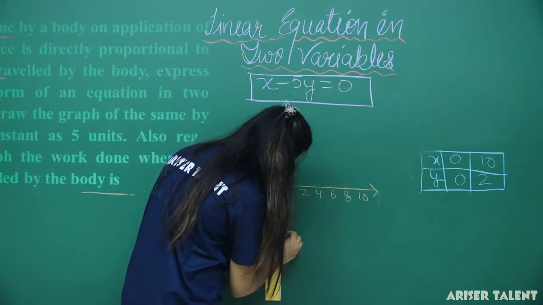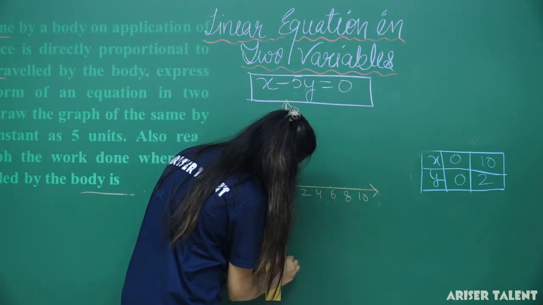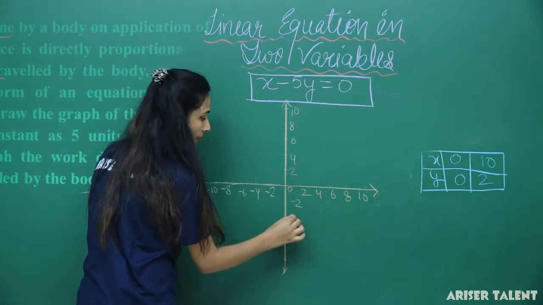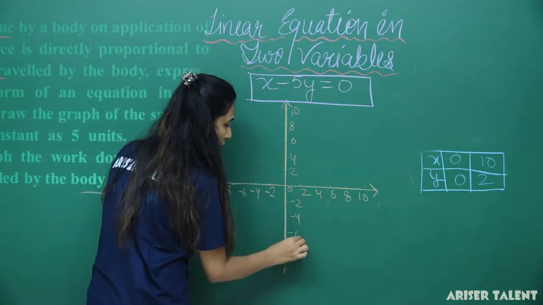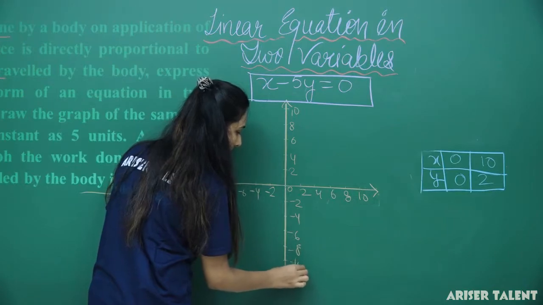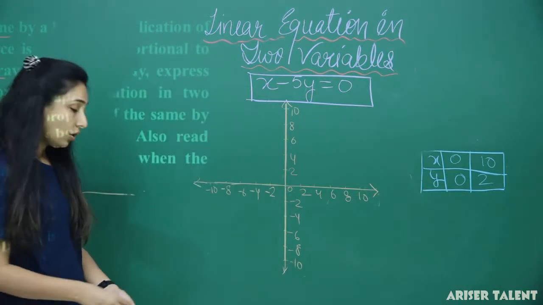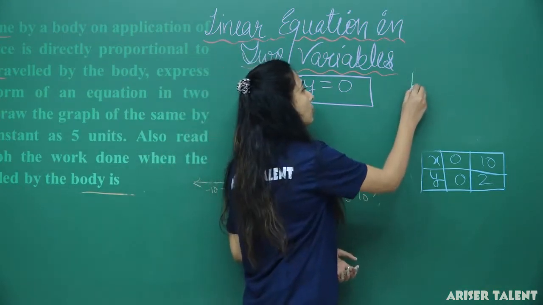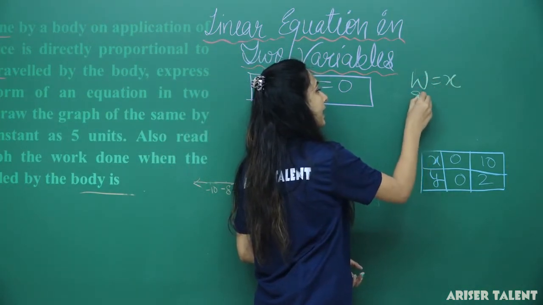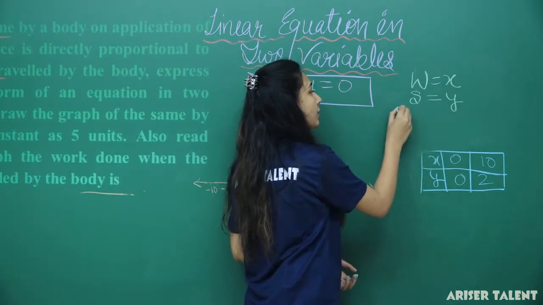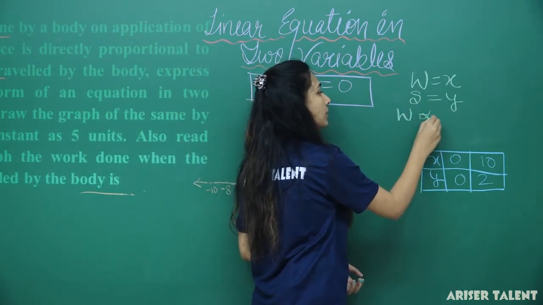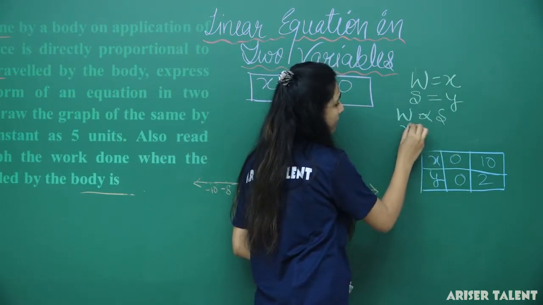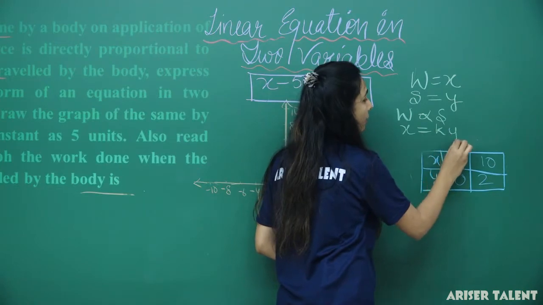1, 2, 3, 4 and 5. Okay. So that will be 0, minus 2, minus 4, minus 6, minus 8 and minus 10. Now, what was our equation? What we have considered? We have considered W as x and S as y, and our equation was W is inversely proportional to the distance, that means x equals to ky.